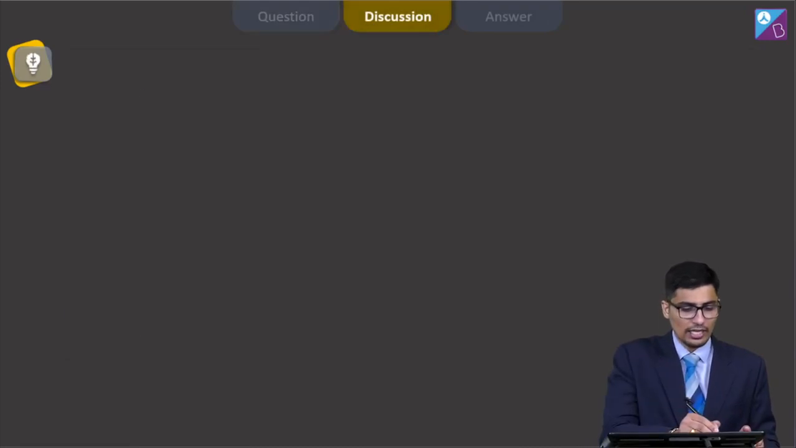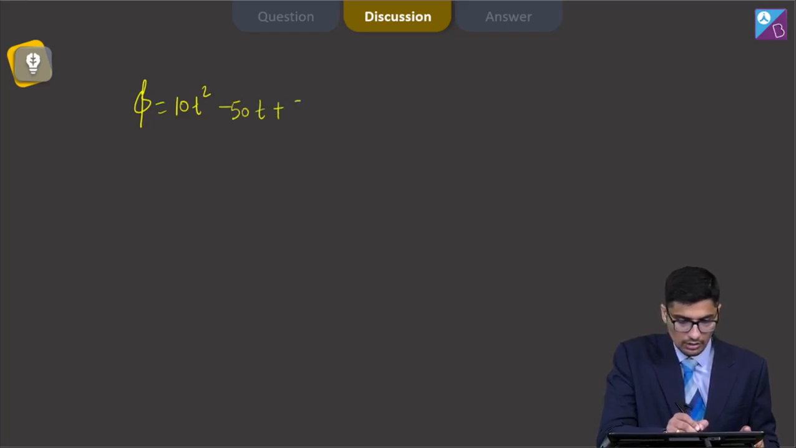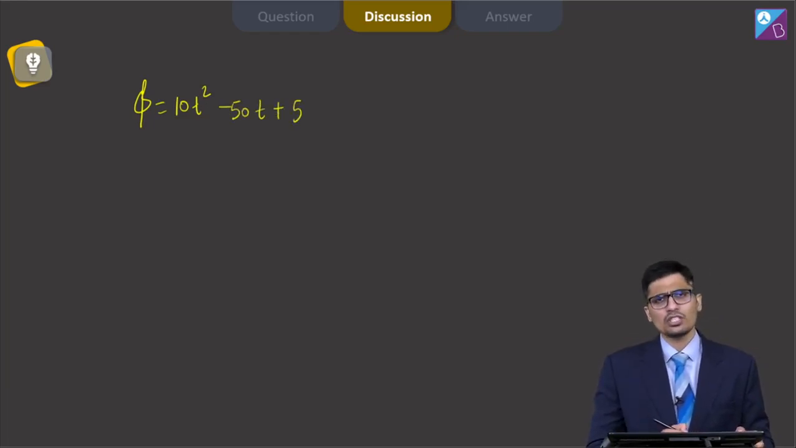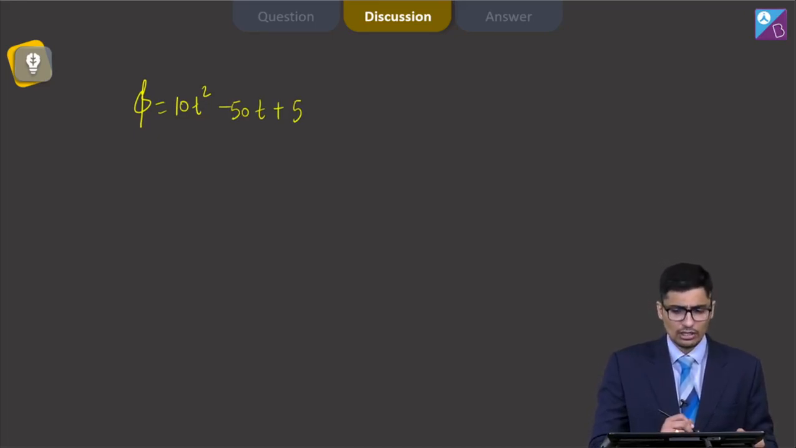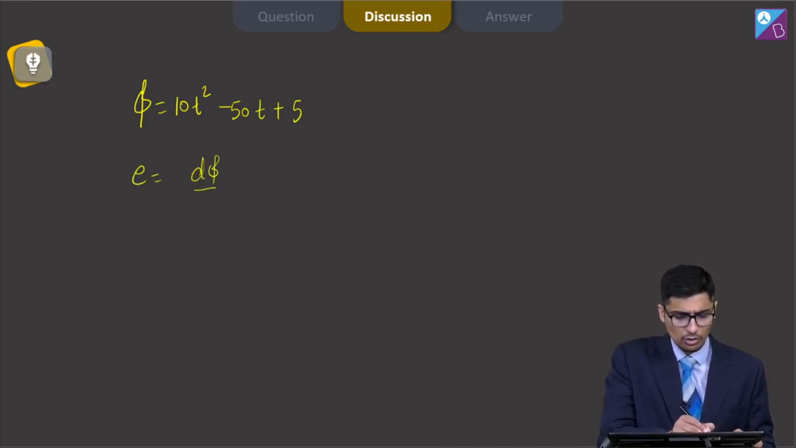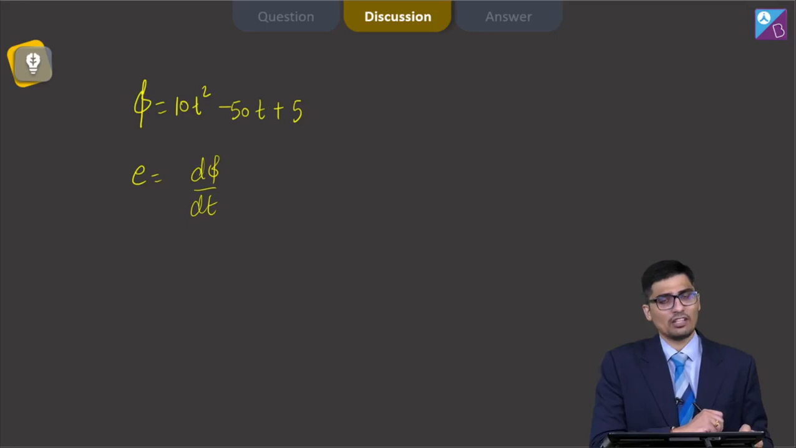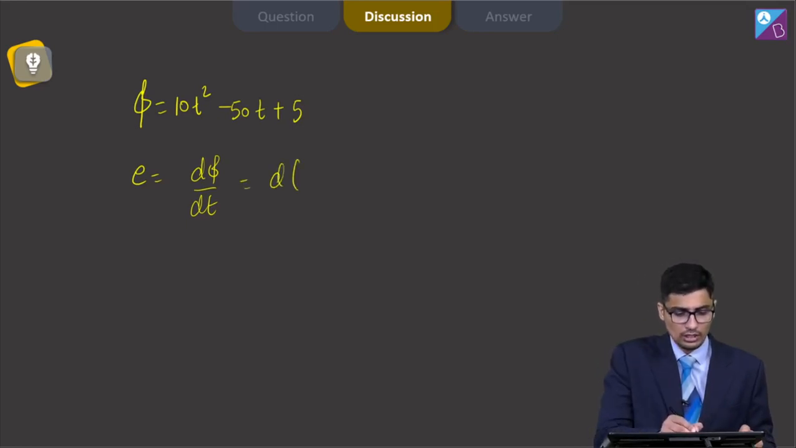Now in this case, phi is given as 10t square minus 50t plus 5. Dear student, this question is based on the chapter electromagnetic induction, and we must know that the magnitude of the induced EMF can be simply written as the magnitude of the rate of change of magnetic flux, which will be equal to d of 10t square minus 50t plus 5 with respect to dt. So this will be 20t minus 50.